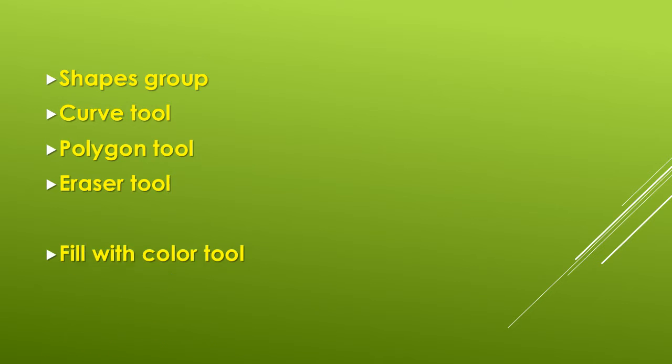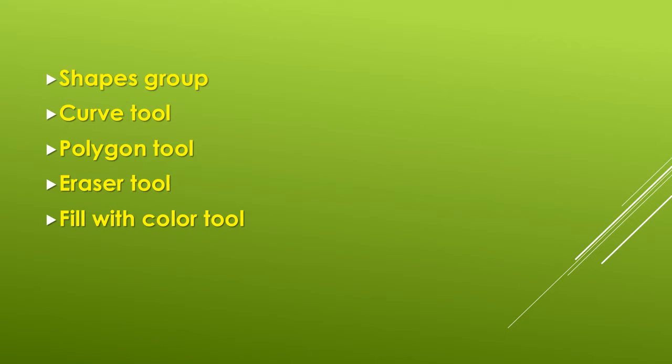Last week we saw the shapes group, curve tool, polygon tool, eraser tool, and fill with color tool. I hope you are all clear with this. We are going to see the first one, the text tool. By saying text itself we can identify that we are going to add text in Paint. We can't only draw in Paint, we can also add text in that.